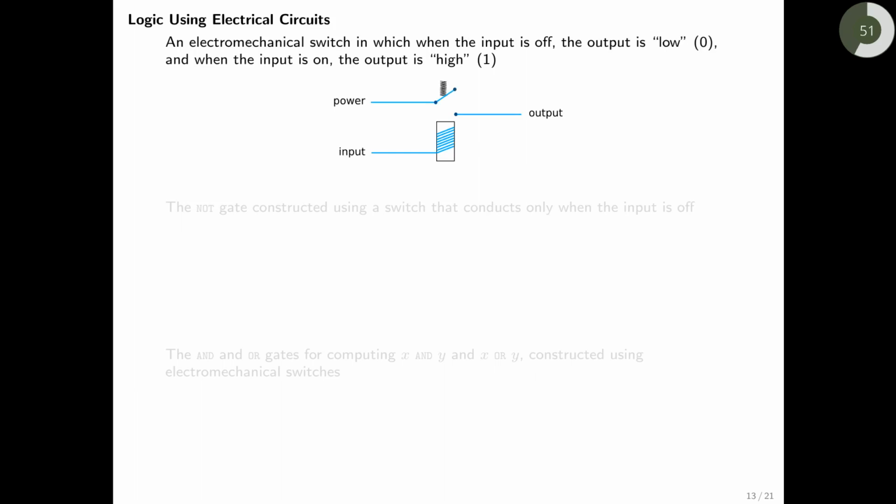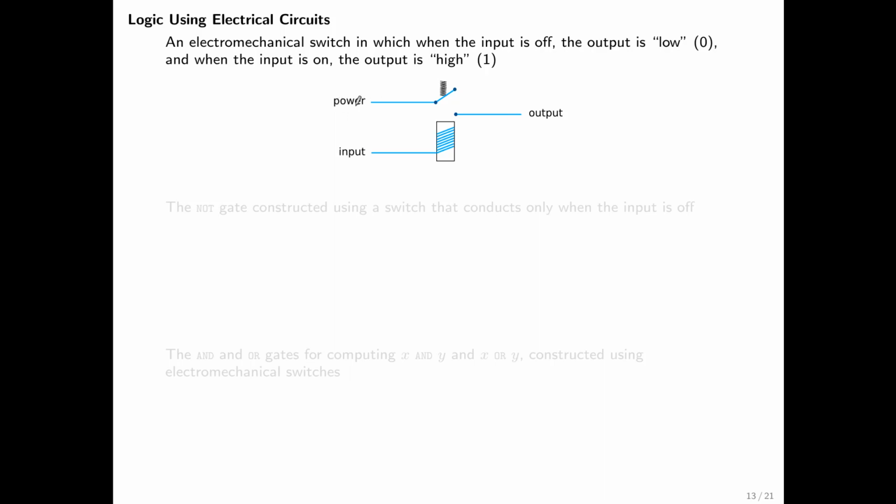Okay, so now let's talk about electrical circuits and how you use these circuits to perform logical operations. Let's start with an electromechanical switch. An electromechanical switch can be represented using a schematic as shown here. So you have some power that is applied here, some input applied here, and you receive the output here, right?